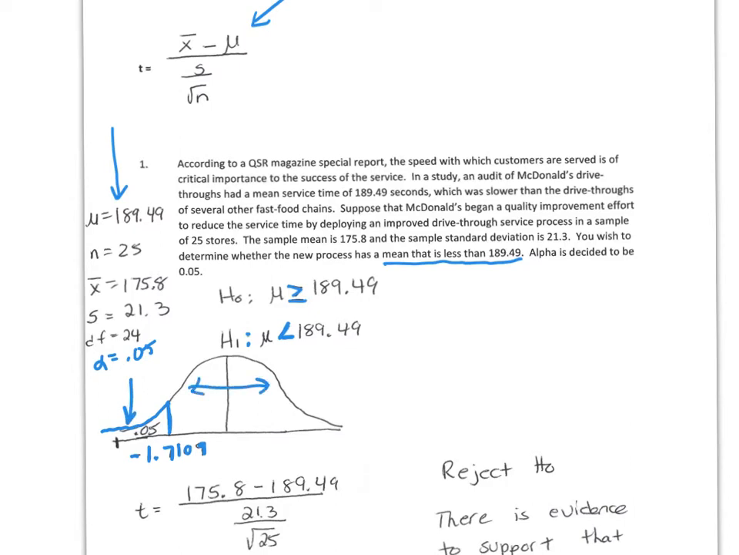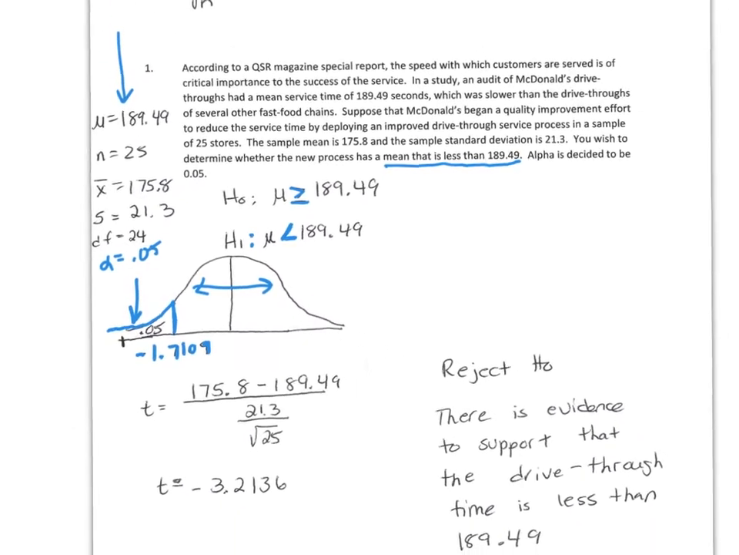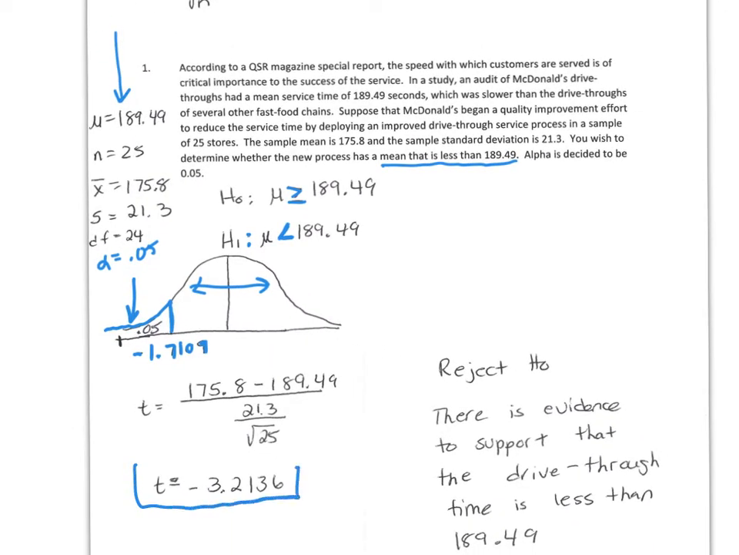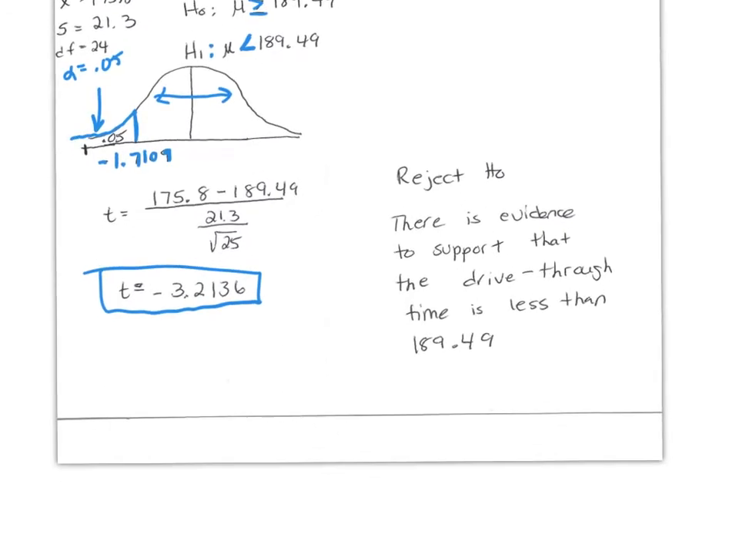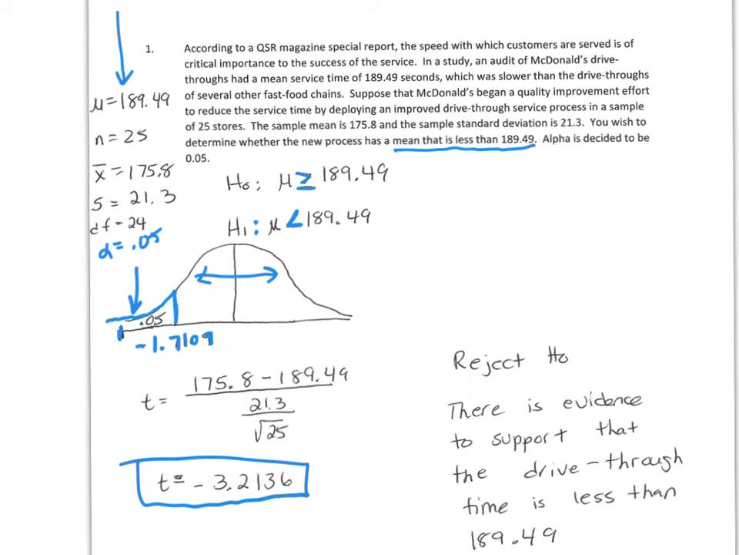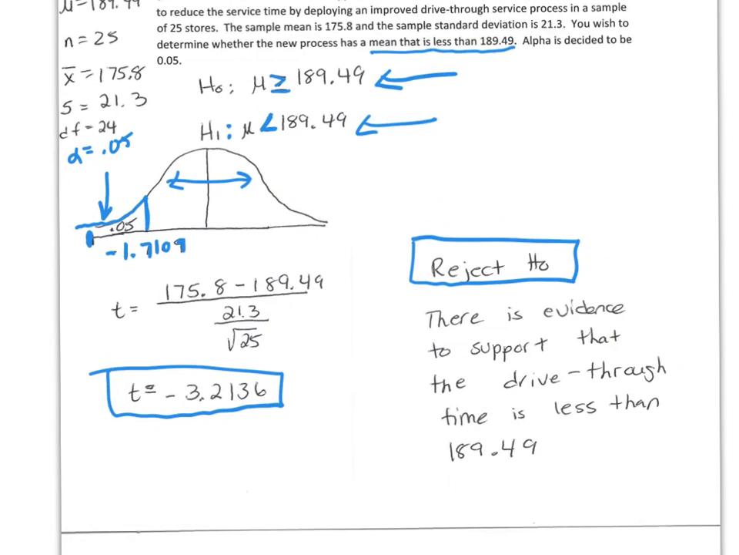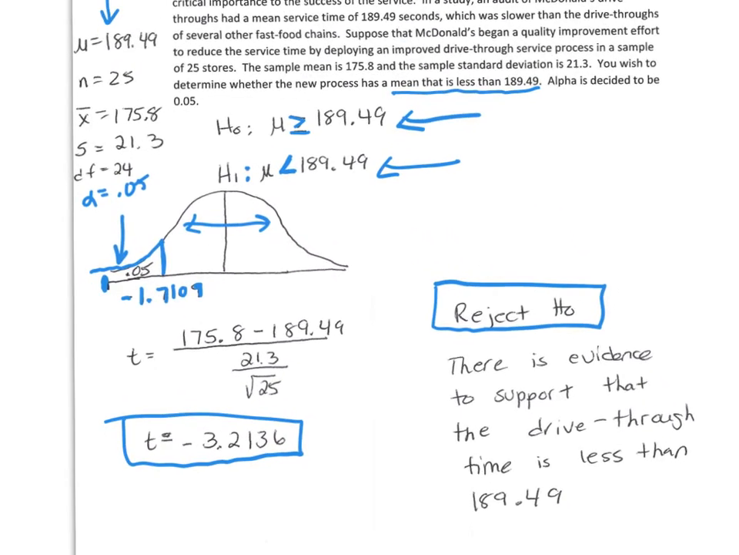And that number separates the critical region, which is here, from the non-critical, which is all this. So use that formula from above, substitute in your numbers, and you get t is negative 3.2136. Now, where would negative 3.2136 be? It would be down here in the tail somewhere. And what region is it in? It's in the critical region. And if your test statistic falls in the critical region, you reject H sub 0. We are rejecting that. We're saying this is true. So, write your summary: there is evidence to support that the drive-through time is less than 189.49.